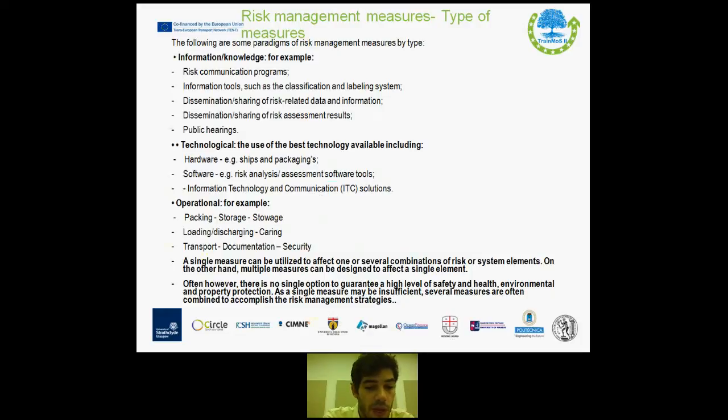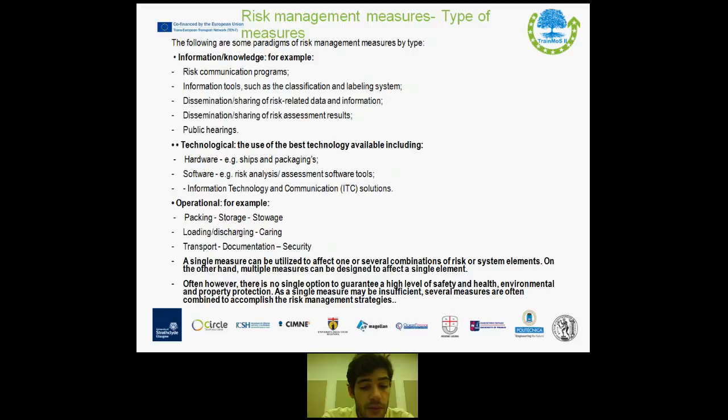On a technological level, the use of the best technology available requires the use of the best technology available, including hardware, meaning chips and packaging, software, which includes risk analysis, assessment of software tools, information technology, and communication solutions. While on an operational level, we have, for example, packaging, storage, loading, discharging, carrying, or even transport, documentation, and security.